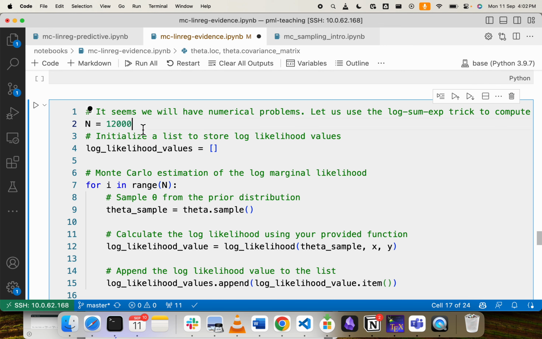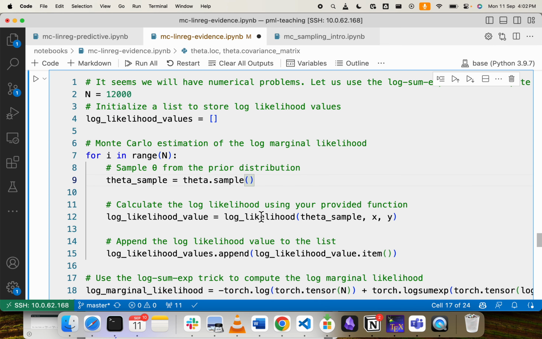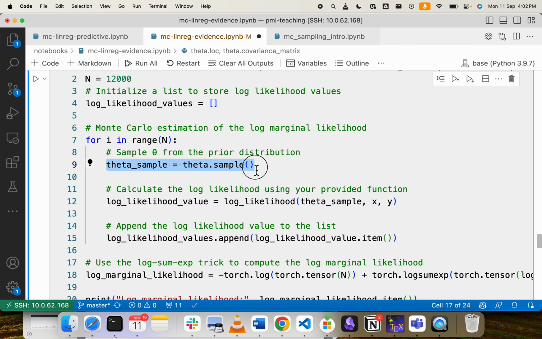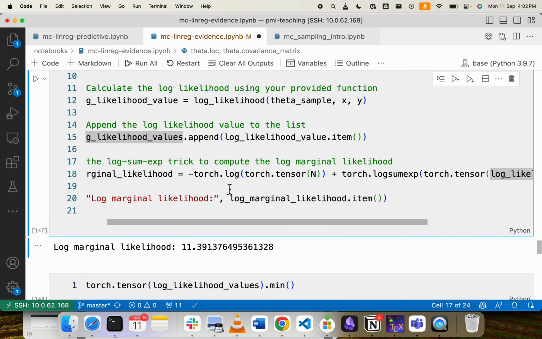Okay. So I am using 12,000 samples. I am storing all the log likelihood values corresponding to each sample. So each sample means each sample of theta, right? So for i in range n, I generate a theta sample, or I could have just generated the n samples in one go, but I am just doing this to keep it simple. I compute the log likelihood, right? This is the same log likelihood function you've been using in your course thus far. And I just put these values into this list for now. And this is how I use the trick.